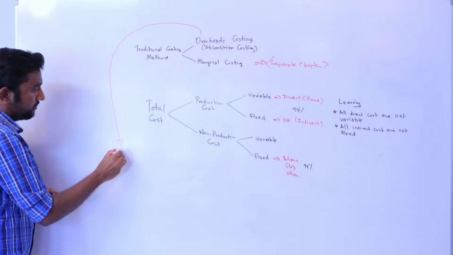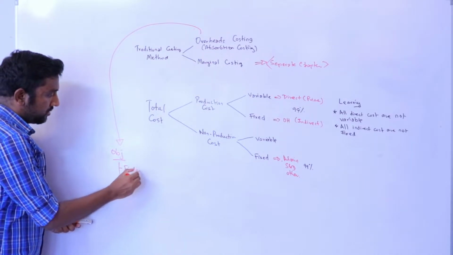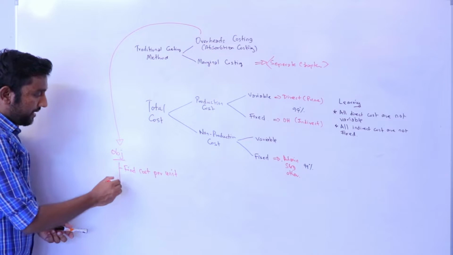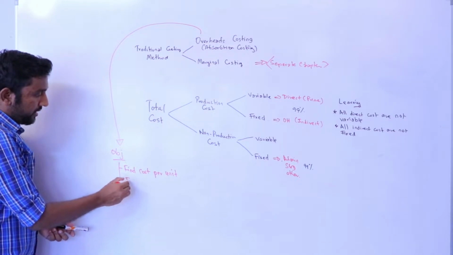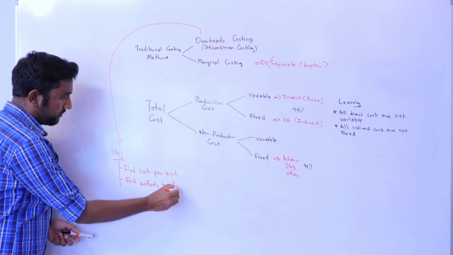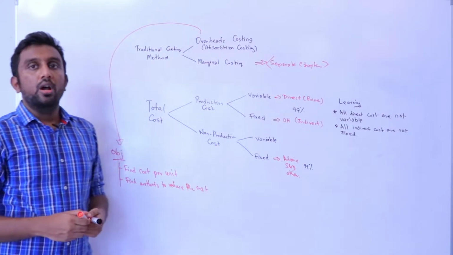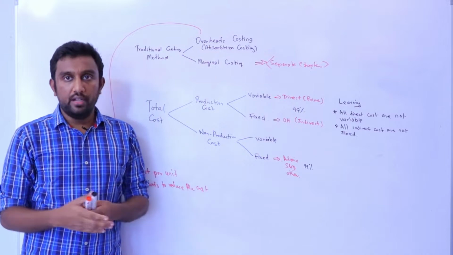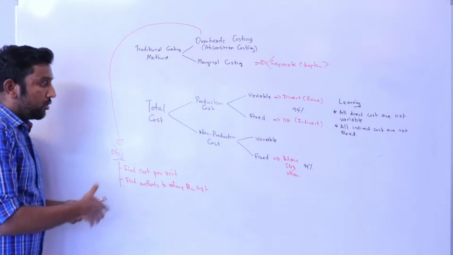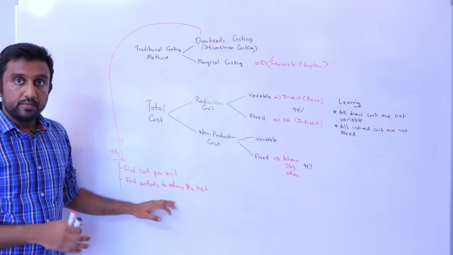So in overhead costing, what is our objective? Our objectives are to find the cost per unit and to find methods to reduce it. We don't discuss how we are reducing the cost, but we need to find a way to give an impact, to make a decision for the business, to reduce the cost, right?